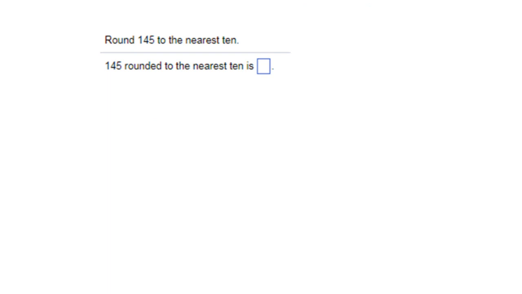So let's try a problem. Round 145 to the nearest 10. Let me write this number out for us first: 1, 4, and 5. The first thing you want to do is identify your place value. It says to the nearest 10, so we're looking for this 4. It either stays a 4 or it increases to a 5. What will help us determine it is to look to the right. And we ask ourselves, is this number larger than 5? Greater than or equal to?